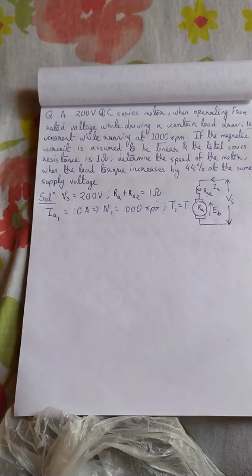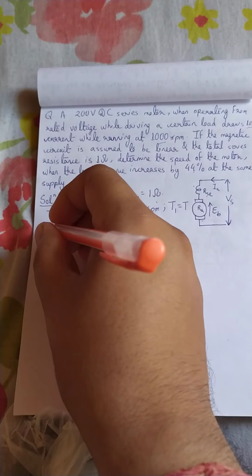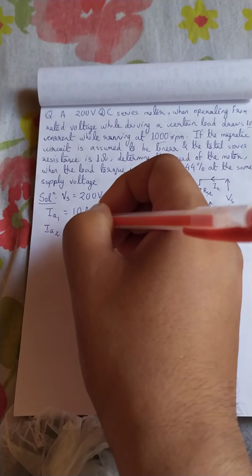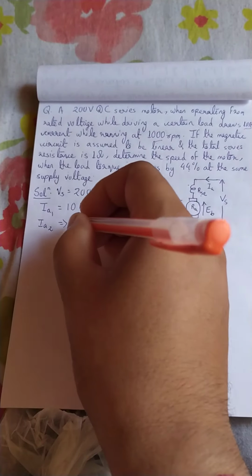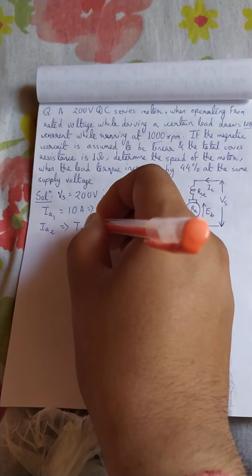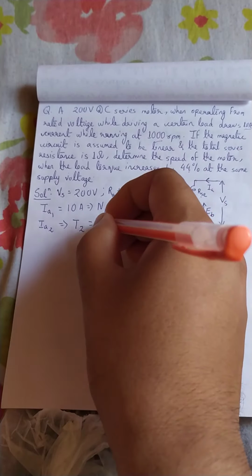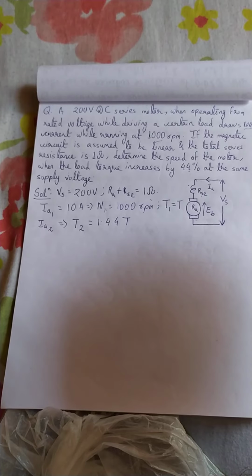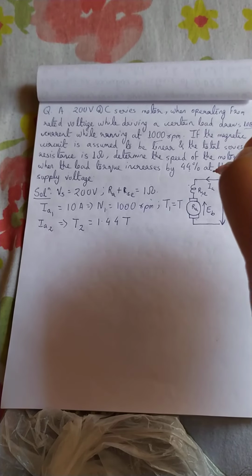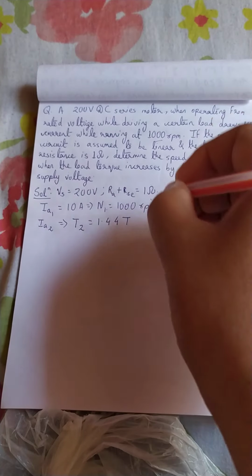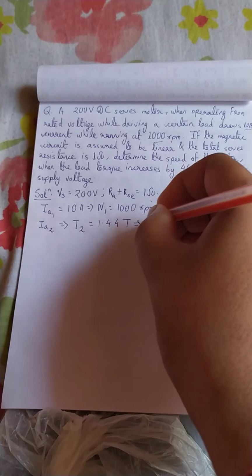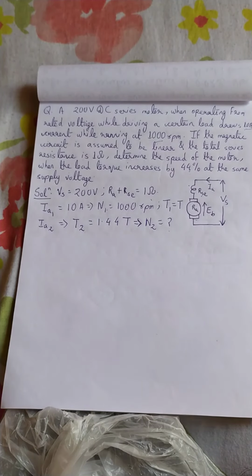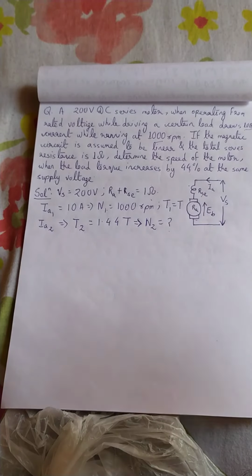Okay, this is given. Now what is being said? That when there is some current IA2, the torque T2 increases by 44%, so it is going to be 1.44 T. For that, we have to find the speed. We have to find the respective speed, that is, the value of N2. This is what we have to do.